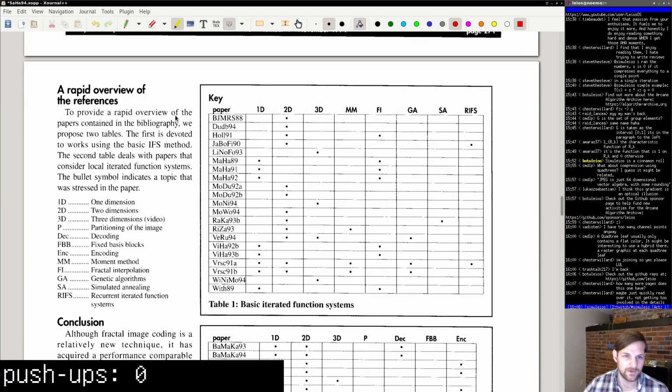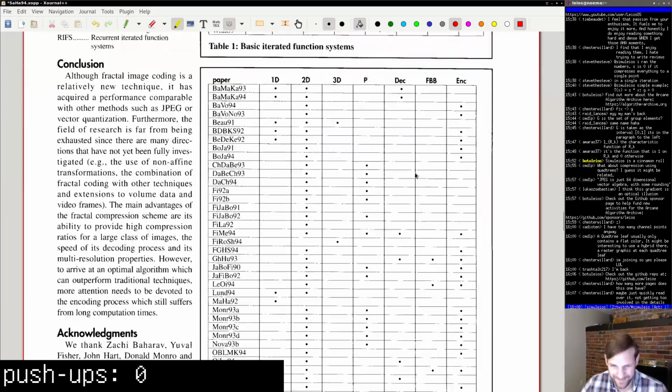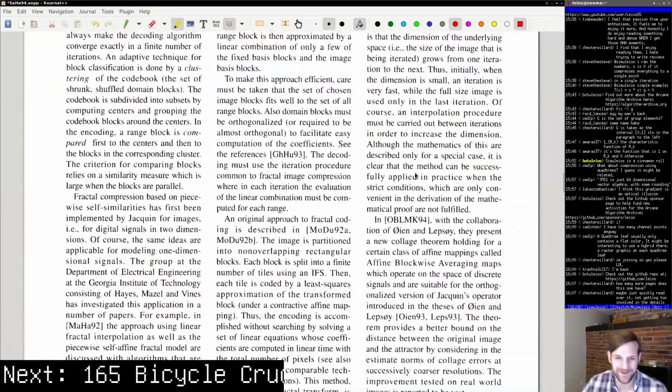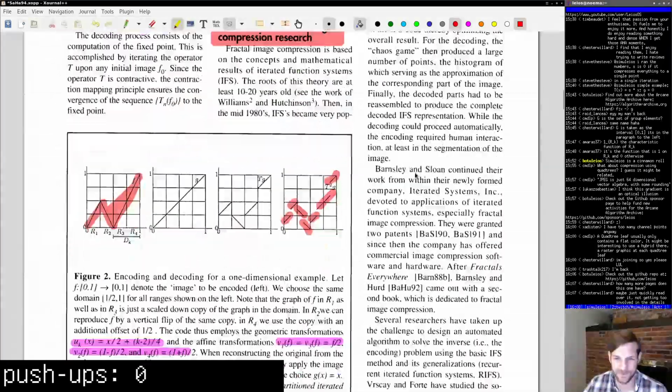So to provide a rapid overview of the papers contained in the bibliography, we propose two tables. The first is devoted to works using the basic iterative function system method. The second table deals with papers that consider local iterative function systems. The bullet symbol indicates the topic that was stressed in the paper. So essentially what they're saying is, what is FL? Is this genetic algorithms? What is SA? What's RIFS? Oh no. I can't read it because I decided to skim the paper.